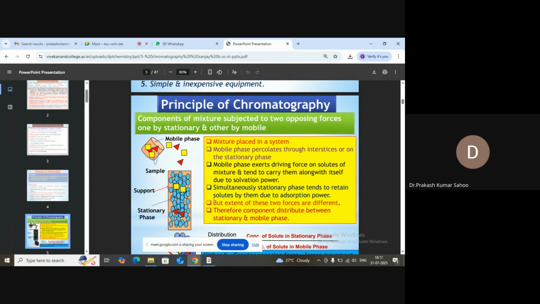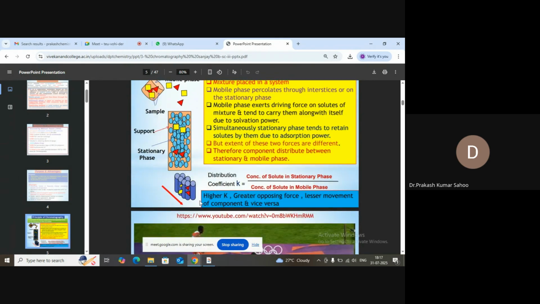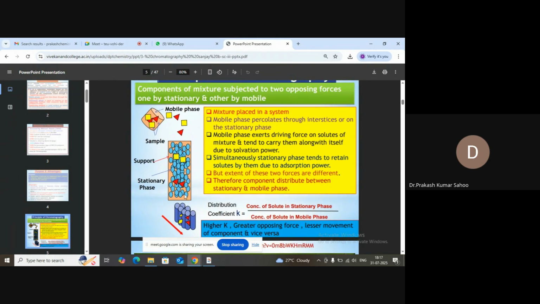So this is just a tutorial form. Just see here, we have a mixture of different components. As we know, this is the mobile phase, the orange color, and the blue color is the stationary phase. Okay. So the mixture is placed in a system. The mixture is placed in the column, or in the paper, or in the thin layer chromatography thin layer.